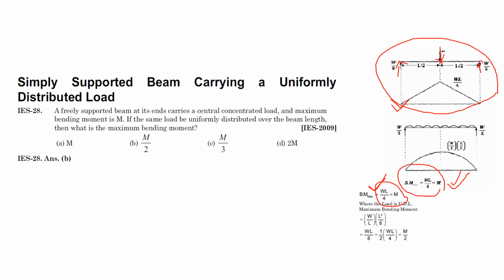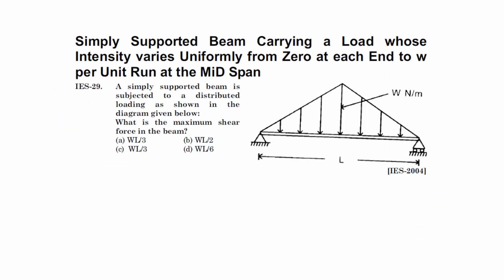Now you can see here for UDL, the maximum bending moment is this. We have to simplify this in terms of M. If you simplify, you'll get M by 2. So the answer is B. Instead of W, we simplify in terms of M: here the bending moment WL by 4 is M. We put this value here and get M by 2. So that's why. Next question.